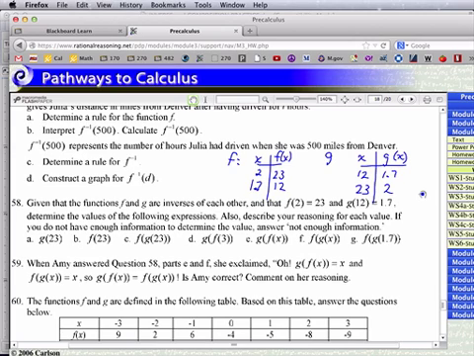Okay, so what's G of 23? 2. What's f of 23? We don't know. We know what f of 2 is, and we know what f of 1.7 is, but we don't know what happens if you input 23 into f. Unknown. Okay? F of G of 23. Well, G of 23 is 2. And so what's f of 2? 23.